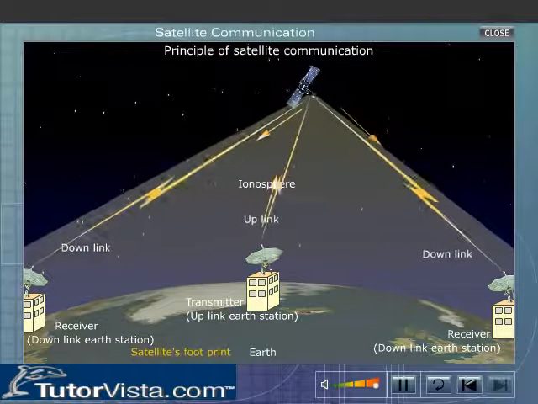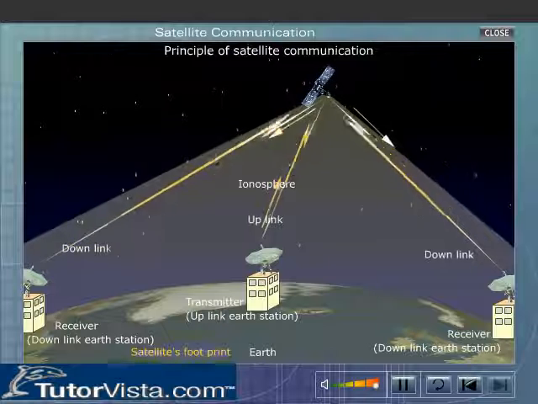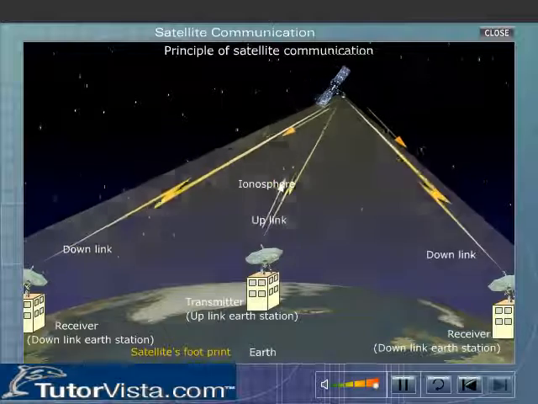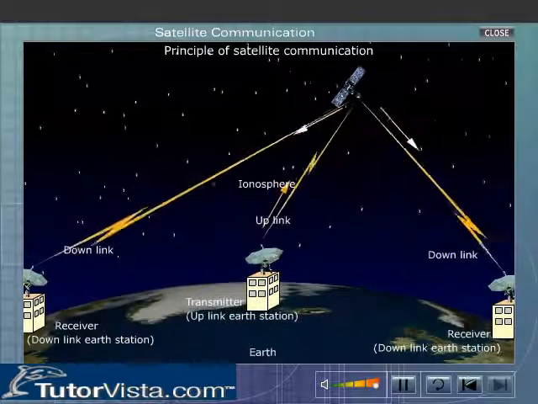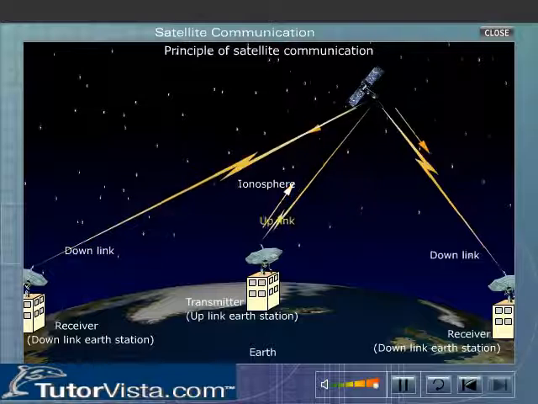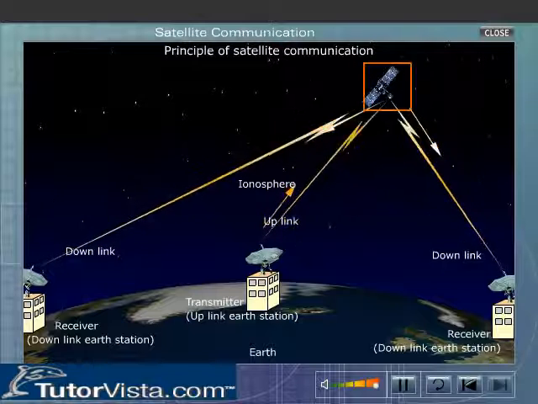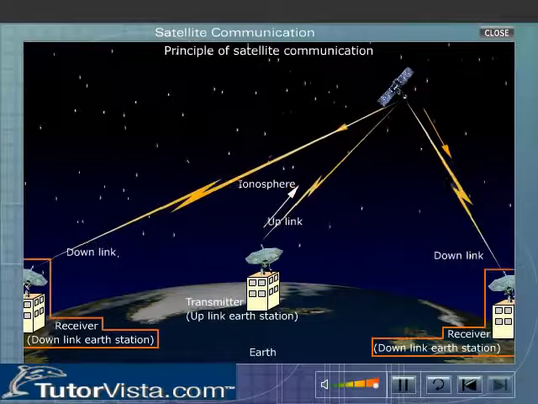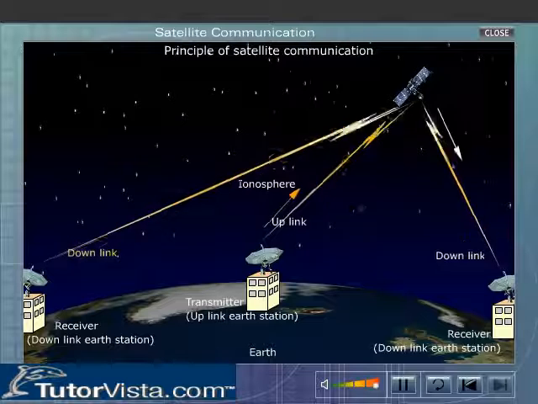The area which receives the signal from the satellite is known as the satellite's footprint. The transmission system from the Earth station to the satellite is called the uplink, and the transmission system from the satellite to the Earth station is called the downlink.